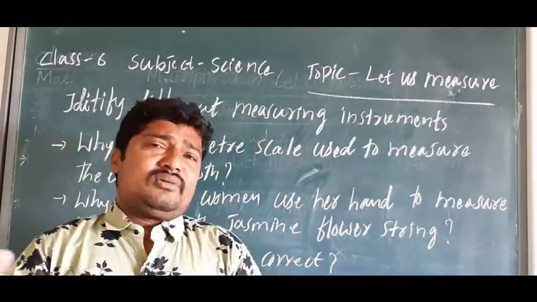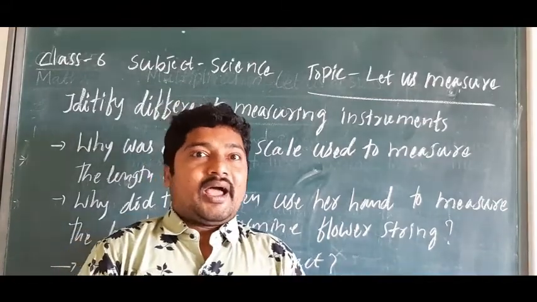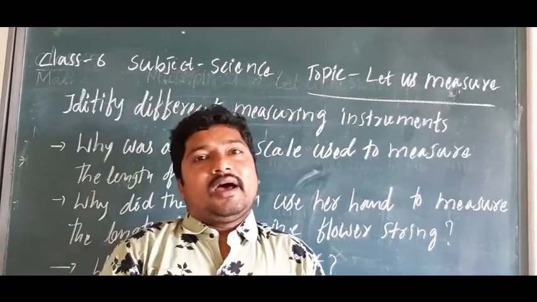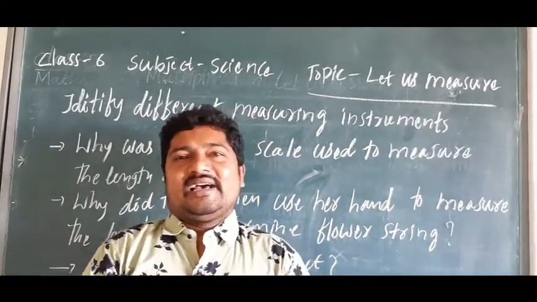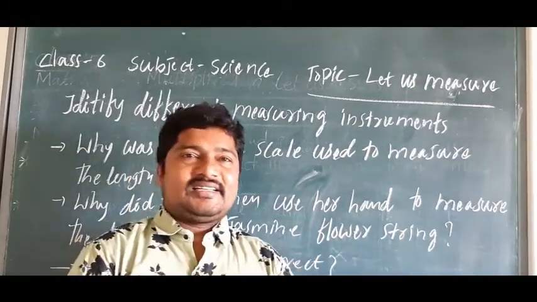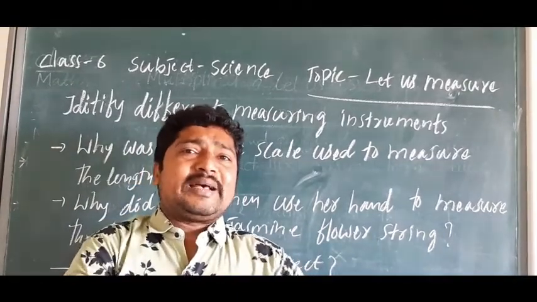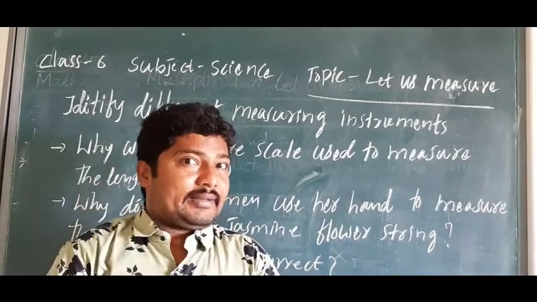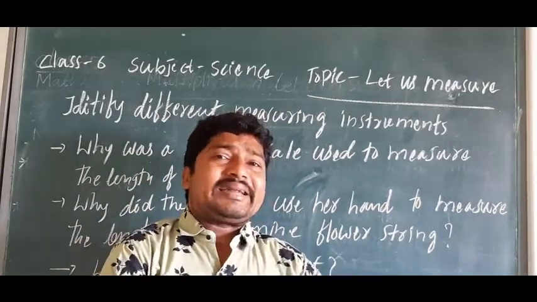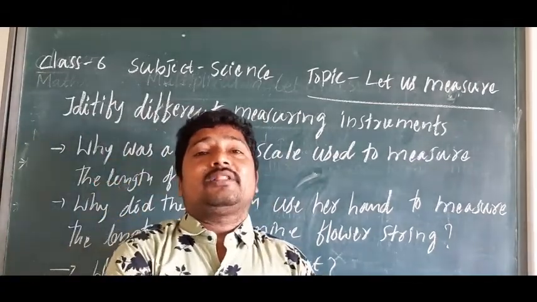Am I clear? When we go to a clothes shop, we like the clothes so much, and we see different kinds of clothes. We love the clothes shop, isn't it? Especially for occasions and birthday celebrations, before we give the cloth for stitching at the tailor shop, let's see why the shopkeeper measures with a metal rod. Have you observed it any time? Wherever you go to a clothes shop, they use a metal scale, a metal rod. With that they measure, they cut the cloth, and they give it to us.